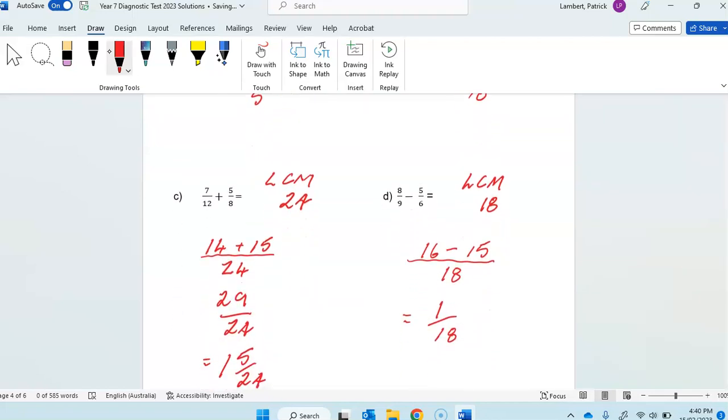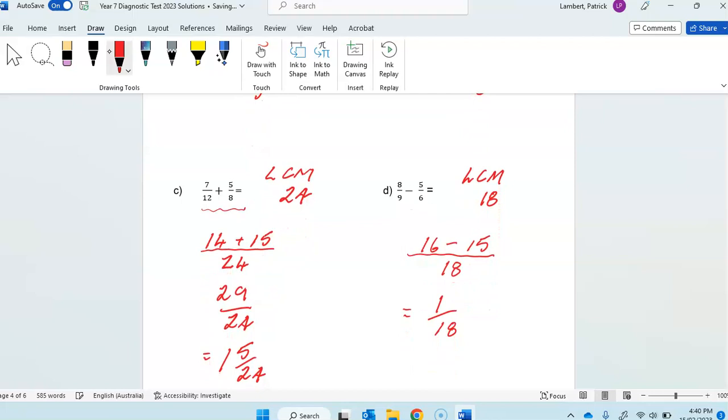And of course, adding ones with a different base, you're going to have the lowest common multiple, LCM. In this instance, the lowest number they both go into is 24. 12 goes into 24 twice, so what you do to the bottom, you do to the top.